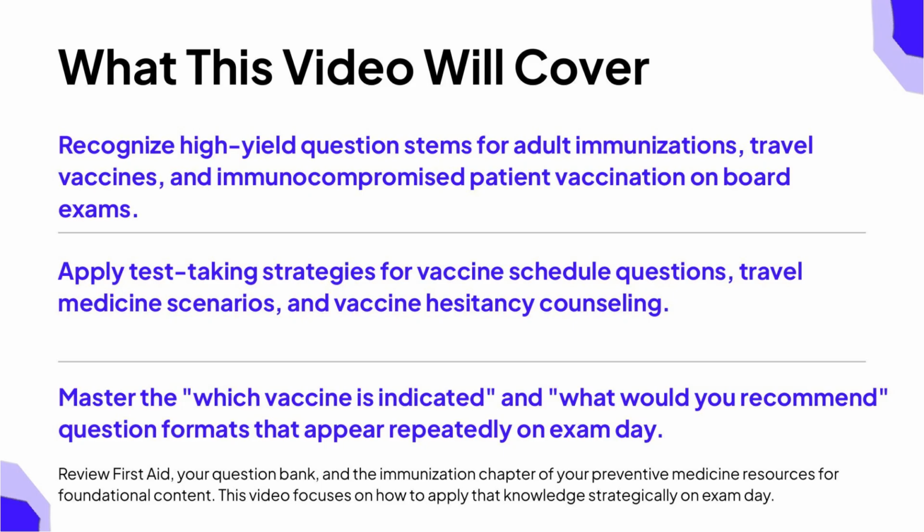First, we will learn to recognize high-yield question stems for adult immunizations, travel vaccines, and immunocompromised patient vaccination. Second, we will apply test-taking strategies for vaccine schedule questions, travel medicine scenarios, and vaccine hesitancy counseling. Third, we will master the common question formats you will encounter on exam day. Before we jump in, remember this video assumes you have already reviewed the preventive medicine and infectious disease chapters in First Aid and your question bank. We are here to sharpen your test-taking skills, not replace those foundational resources.